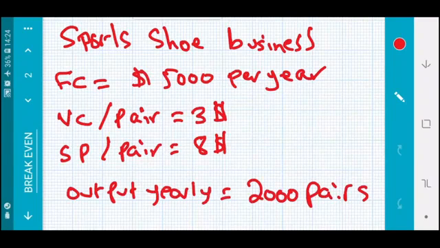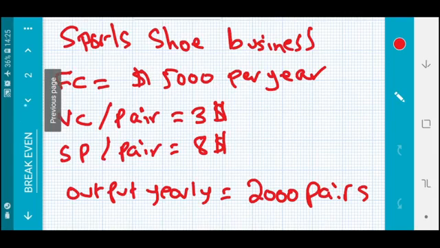Okay, I'll explain a break-even chart using an example. This example is found on page 228 in your book. It's a sports shoe business. It has a fixed cost per year of 5,000. Variable cost per unit is $3. The selling price per unit is $8, and they have a production of 2,000 pairs per year. And as I told you before, break-even assumes that all the goods produced are sold, and of course this was one of the disadvantages.